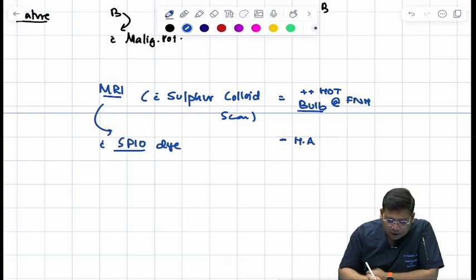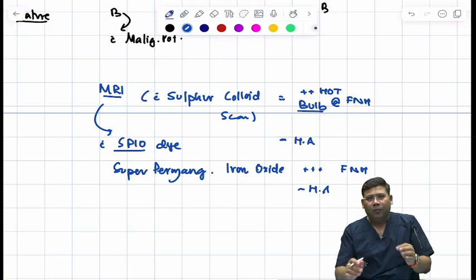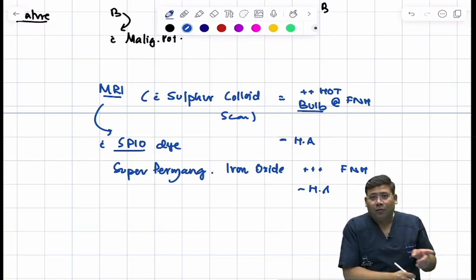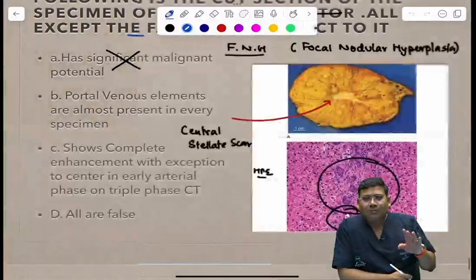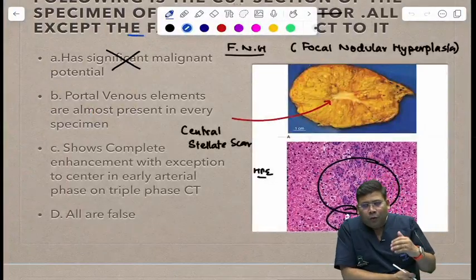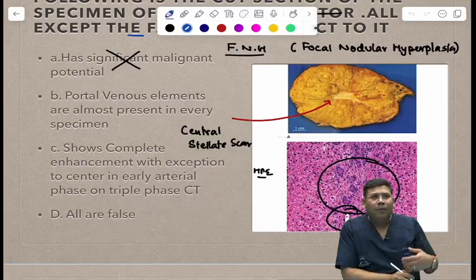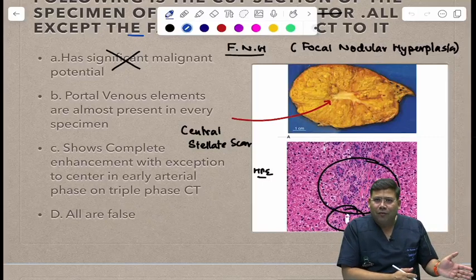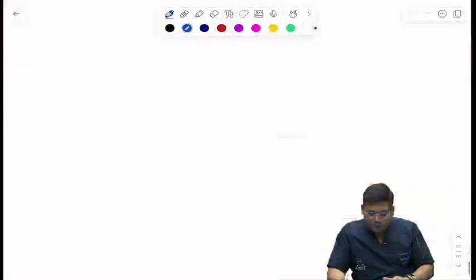When we talk about SPIO dye, this is super paramagnetic iron oxide. So super paramagnetic iron oxide is positive with a hot bulb sign for FNH and negative for hepatic adenoma. So this is because you don't require any dissection for them, this is the most important thing to identify and differentiate. So a lot on FNH, a lot on hepatic adenoma. You can go to my routine lectures in Surgery Dada. There I have explained the types of hepatic adenoma: inflammatory type, telangiectatic type, then the beta catenin variety, and the HNF1 alpha type. So it's not wise to discuss everything here. Let us go and discuss one more question.